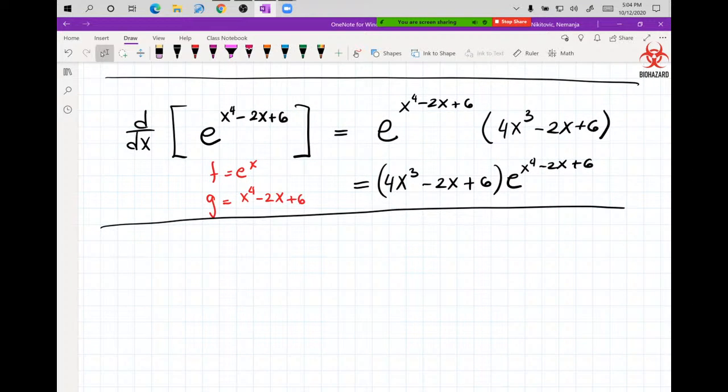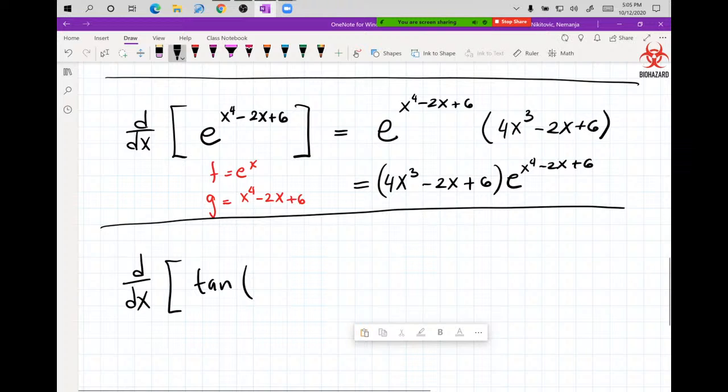Let's take a look at more of these. How about the derivative of tangent of x squared plus 1?